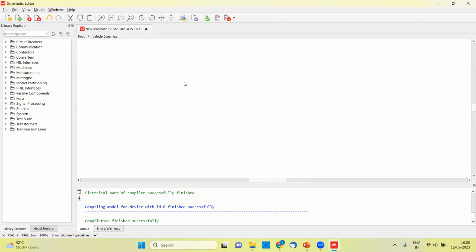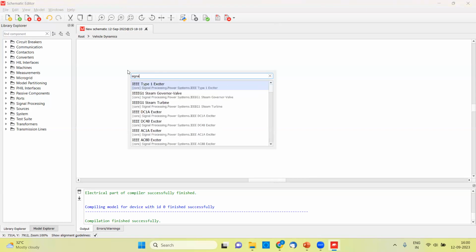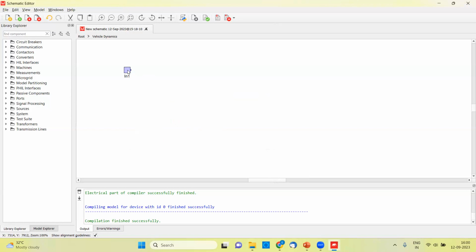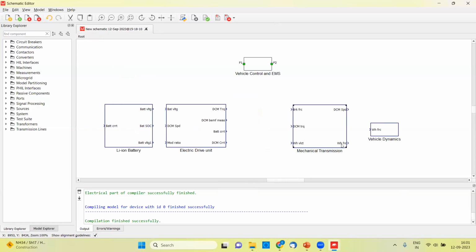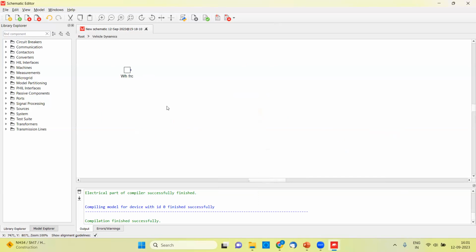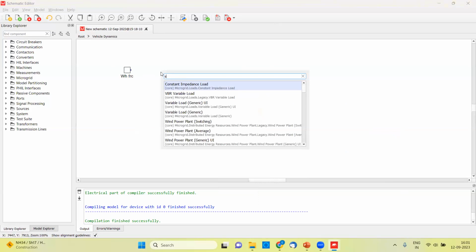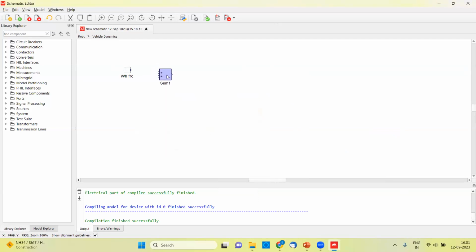Okay. So first of all, I'm having a signal input. This is my signal input port. I will change the name of the signal input to wheel force. As you know, we were having this wheel force over here. This wheel force is getting as an output and it is going to this vehicle dynamic subsystem. Then we are having a sum block over here. I'm connecting this wheel force with the sum block.